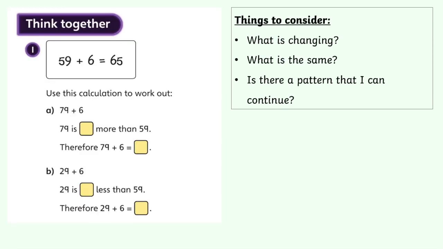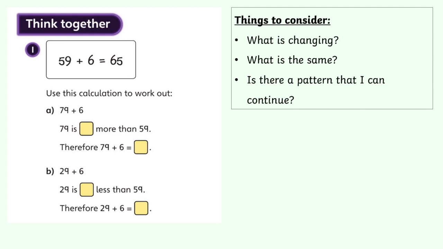Let's think together then. Now, it'll be helpful for you to have a piece of paper in front of you to work this out, because we're going to go through it step by step. Things we're thinking about. What's changing? What's the same? And is there a pattern that I can continue? So here we go. We've got 59 add 6 equals 65.